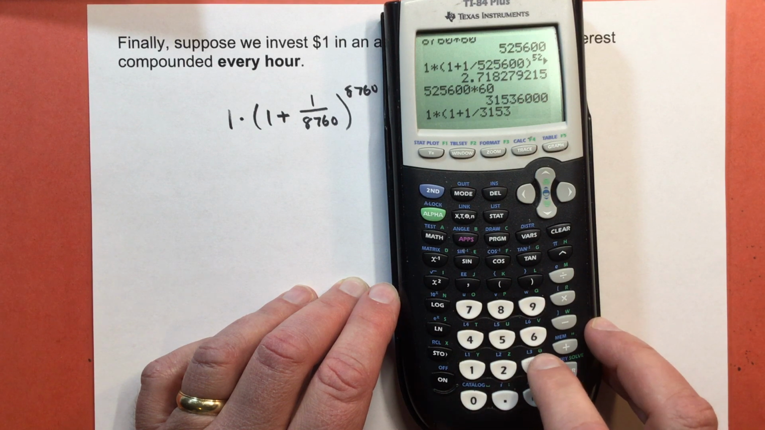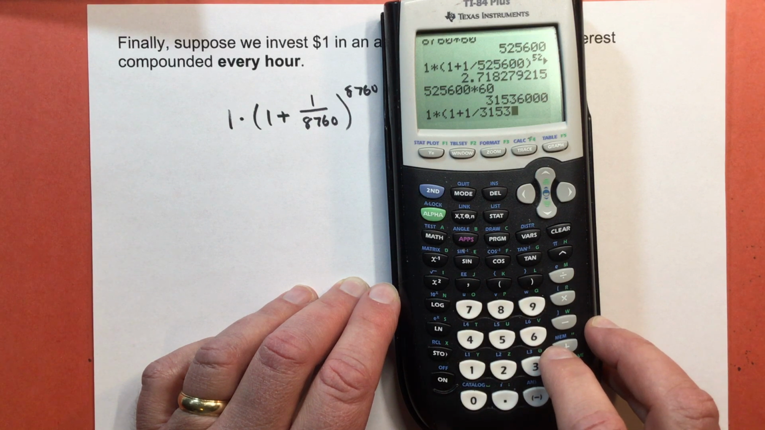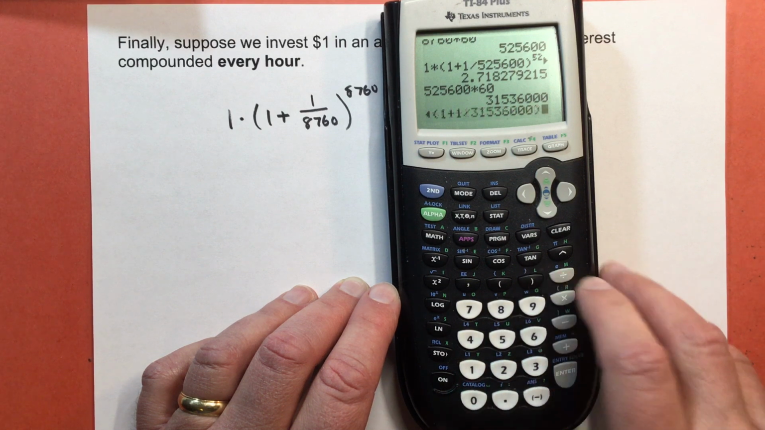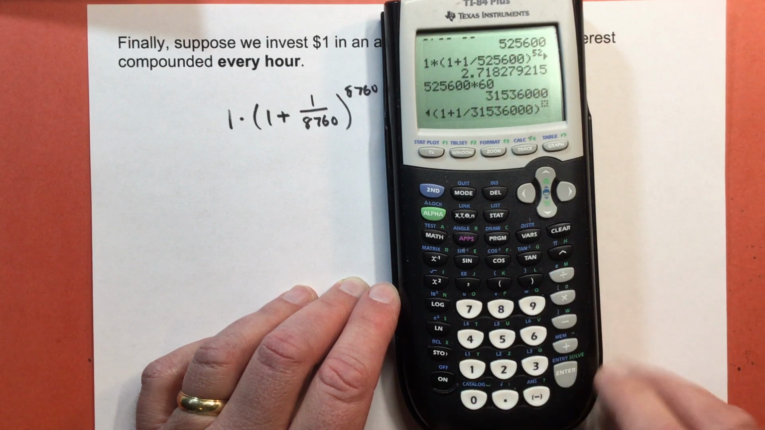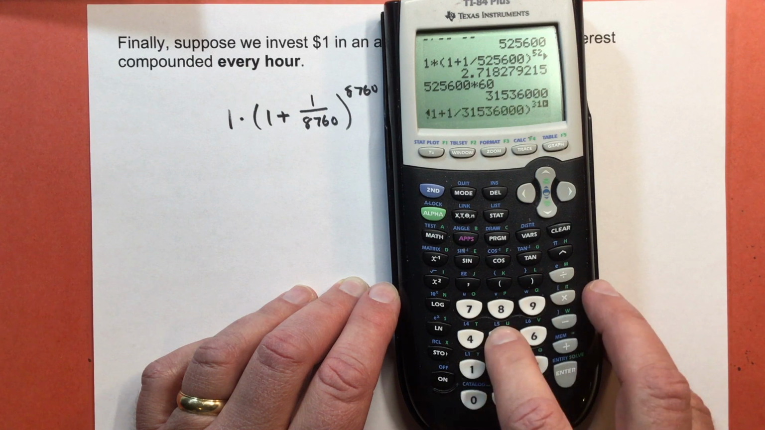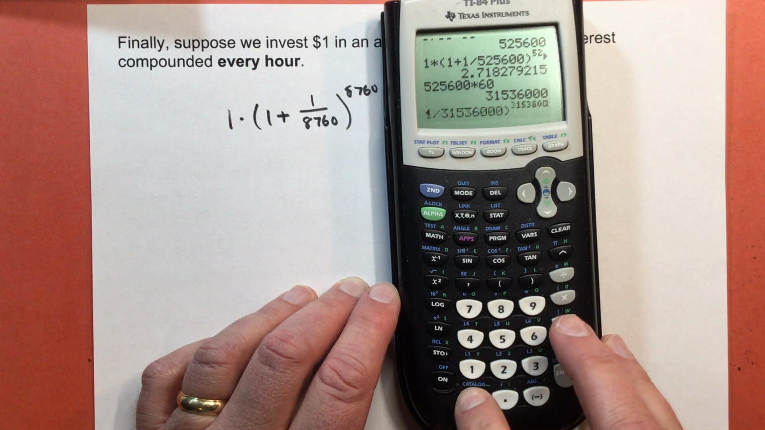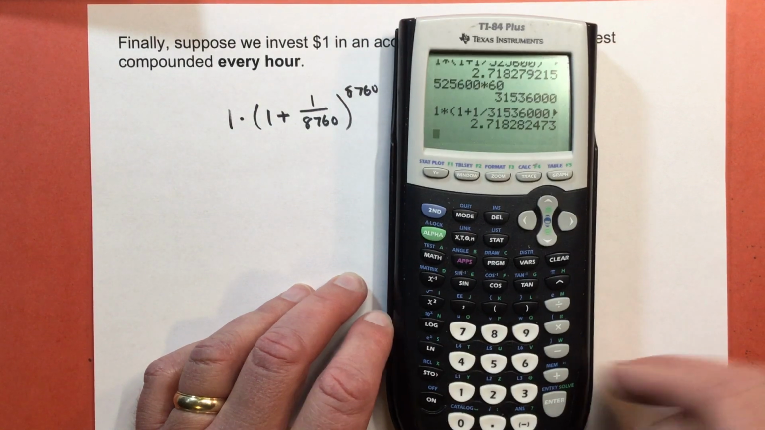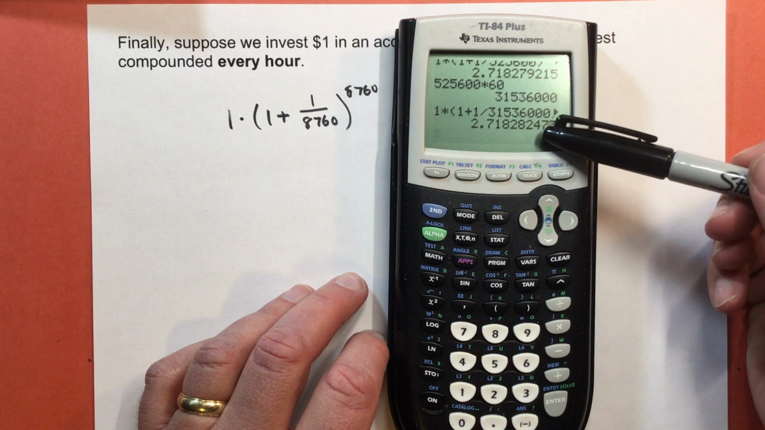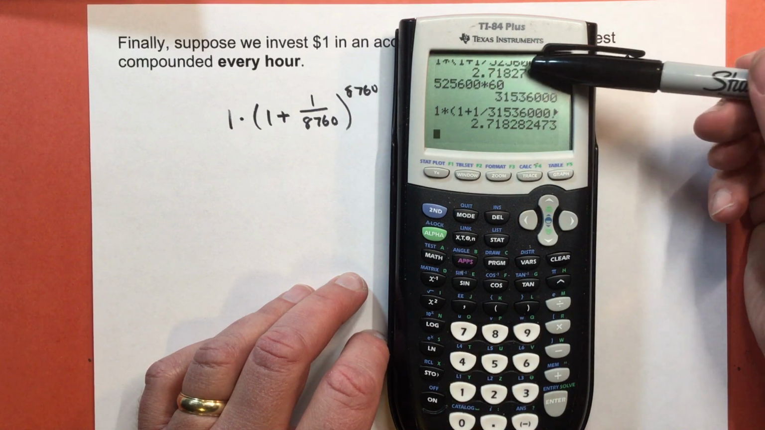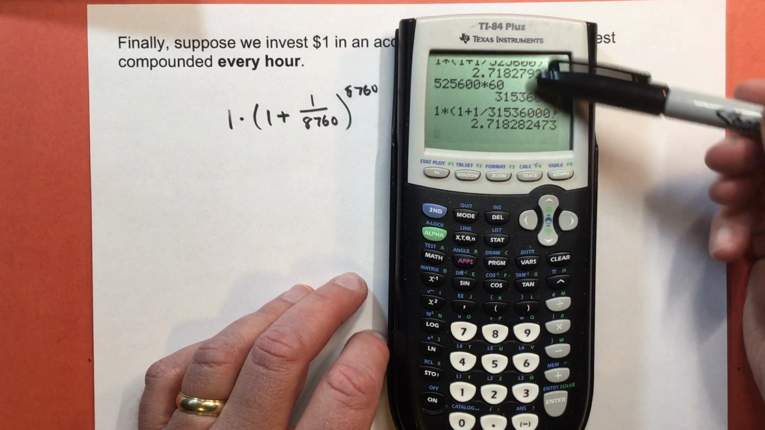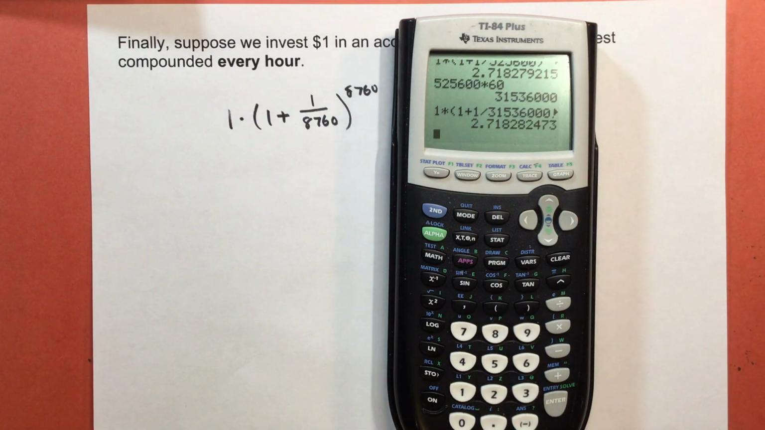And I got 3,153,000. Oops. Sorry, I got a reflection. That's why I messed up. It's 31 million. Excuse me. 31,536,000 raised, don't mess up, to the same number. 31,536,000. Okay. Still 2.718. Last time it was 2.718279. Now it's 2.718282. It went up, but not a lot.